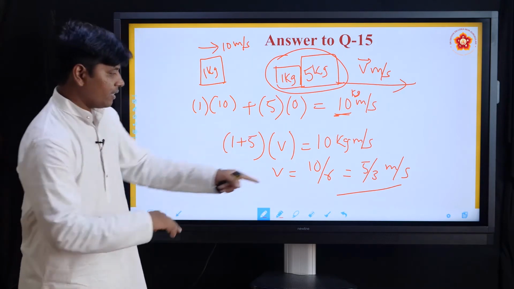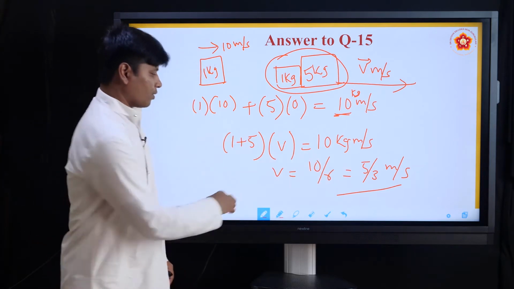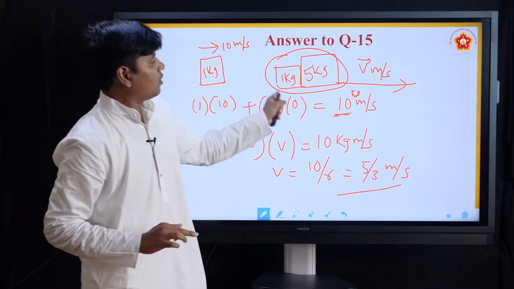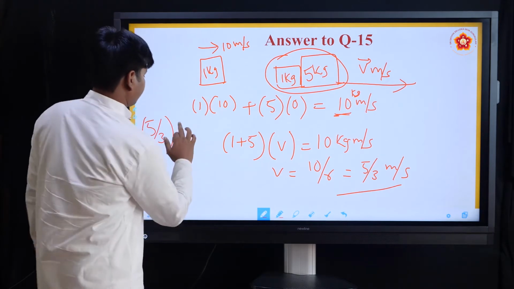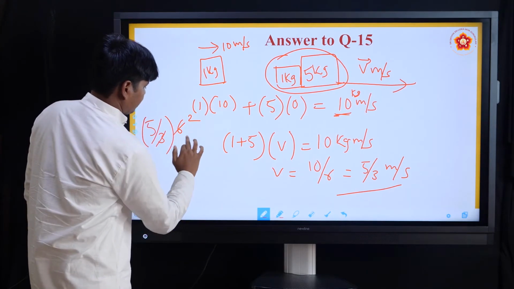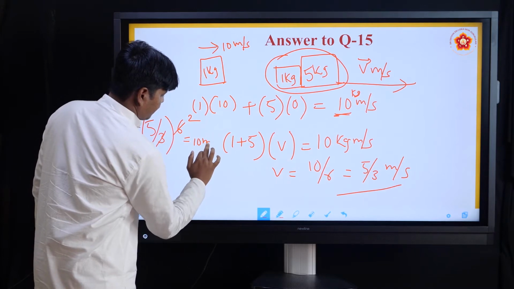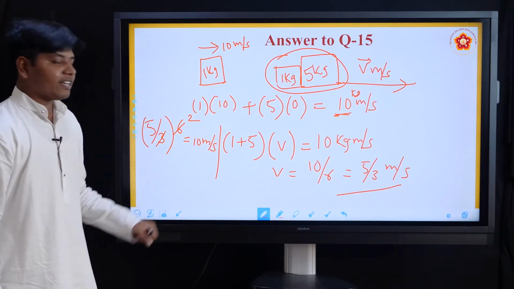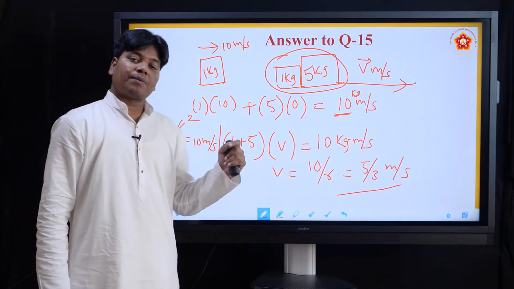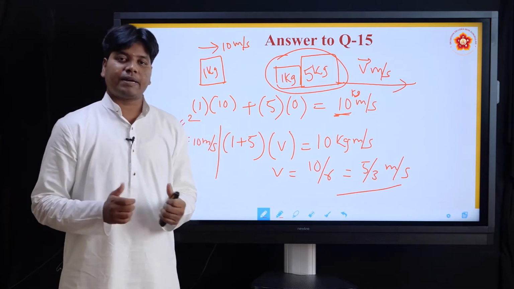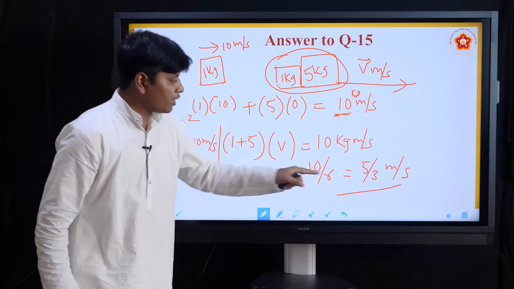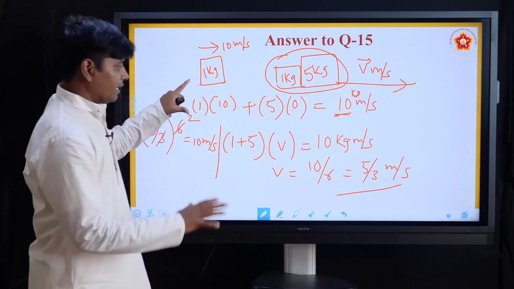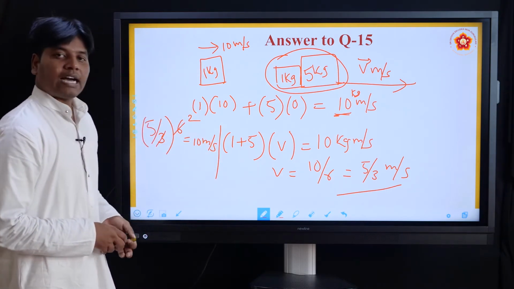If you want to verify that, see 5 by 3 meter per second into this combined mass, 6. 3 ones are 3, 3 twos are 6. That gives you 10 kg meter per second. Alright. So it verifies that the initial momentum, I mean before the impact, and after the impact the momentum are equal. Using that we find out the velocity of the combined object. I hope everything is clear in this problem. Let us see how we worked it out.